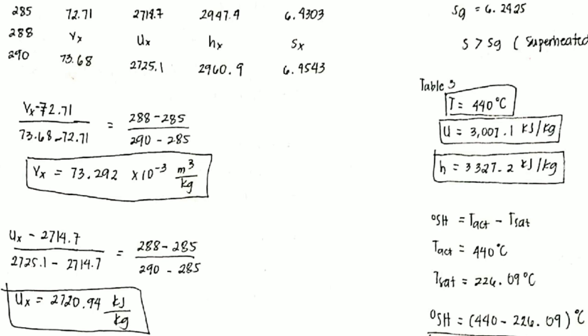In getting the Ux, this is what we will do. Ux minus the U value at 285, which is 2714.7, over the U value at 290, which is 2725.1, minus the U value at 285, 2714.7, equals T-act, which is given as 288, minus 285 over 290 minus 285. So we can get the value of U, the specific internal energy, which is 2720.94 kilojoules per kilogram. So we have solved the value of the specific internal energy.